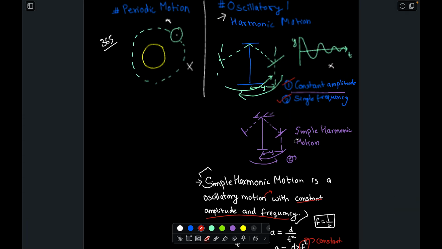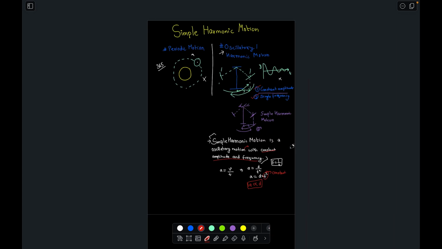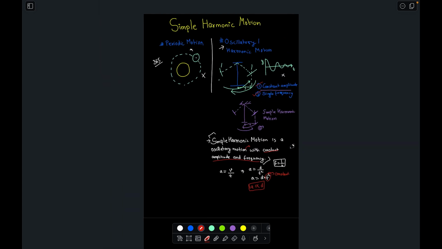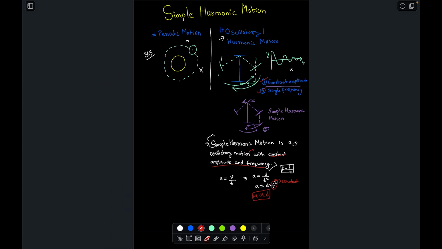You can screenshot this right here if you would want, and I hope this makes it clear what simple harmonic motion is. And now in our next video we will be talking about the equations that we can get from simple harmonic motion and dive a little bit deeper into it.